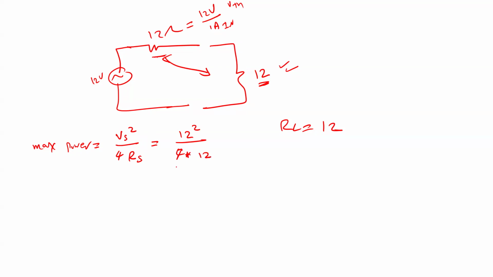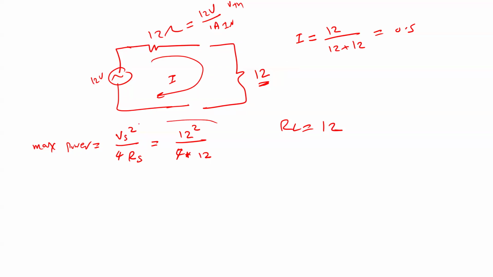If you don't want to memorize the formula, the other way is you can just calculate it from here. You can calculate the current I. So here I should equal 12 divided by 12 plus 12, which equals half. So again, you can just use the formula, or you can calculate from how much power you have here.